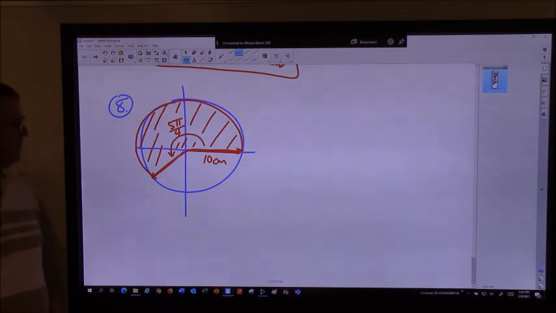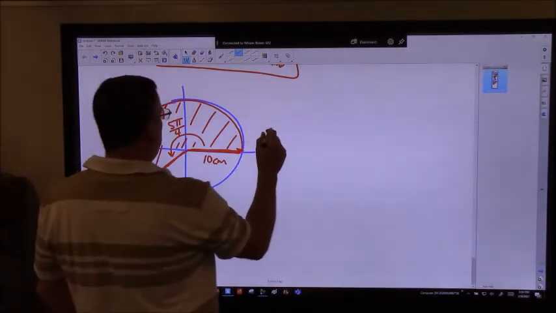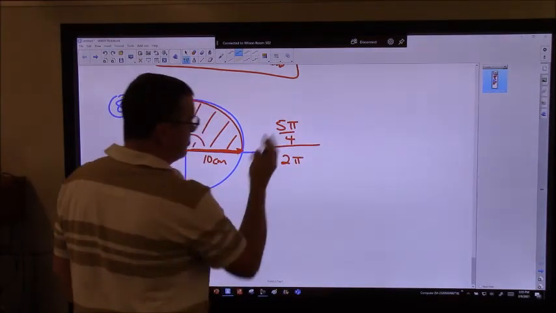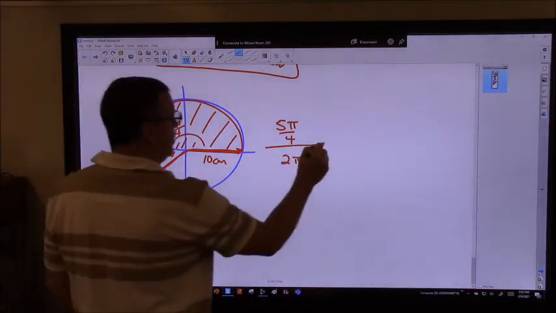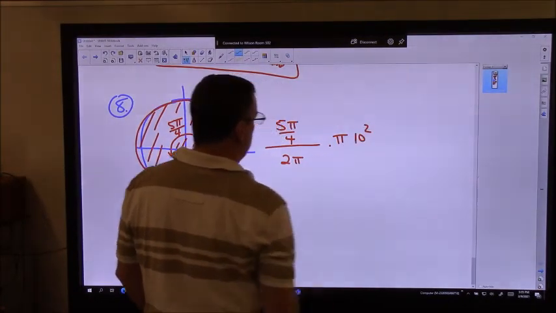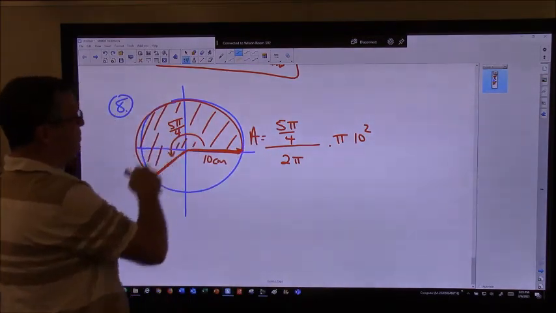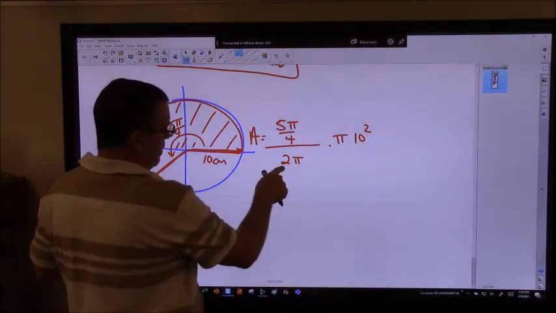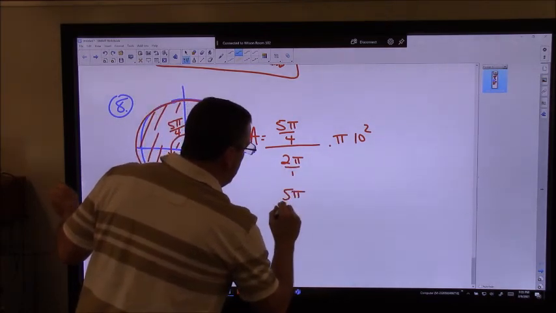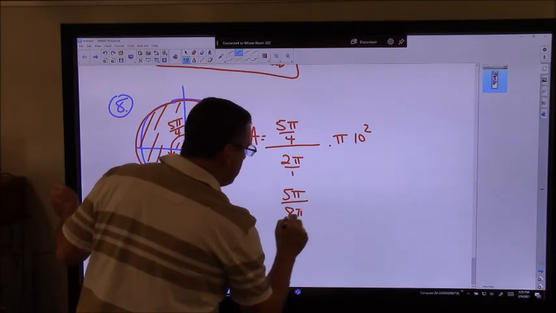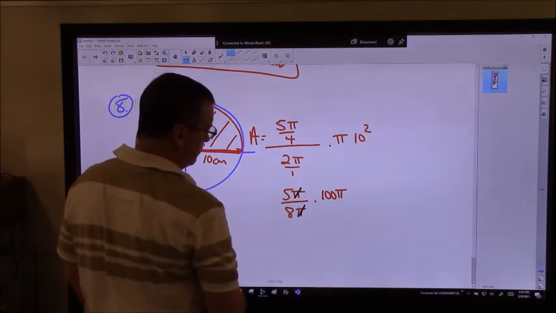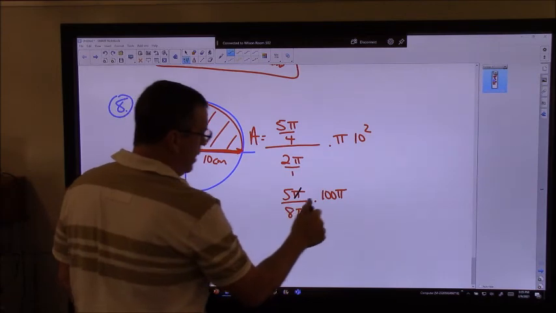So again, these problems aren't very difficult, it's just a matter of plugging the numbers in. So I've got 5 pi out of 4 over 2 pi, so there's my fraction, theta divided by 2 pi, times pi r squared. So pi times 10 squared. That's going to be the area of this region right here. So let's see, if I think of this as 2 pi over 1, I got to flip that over and multiply. So that's going to give me 5 pi over, when I flip it I get 8 pi, times 100 pi. These 2 pi's will cancel. And so what I'm going to get is 500 pi over 8.